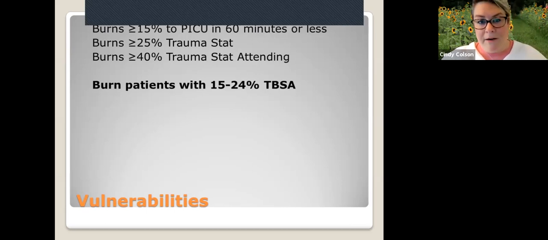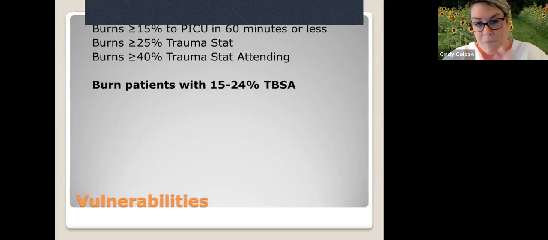However, our trauma criteria for burn patients have burns at 25% or above as a trauma stat, and burns 40% and above as a trauma stat attending. That leaves that very vulnerable area of burn patients with 15 to 24% because they're not technically a trauma activation, but there's still a burn that requires a PICU in 60 minutes or less.